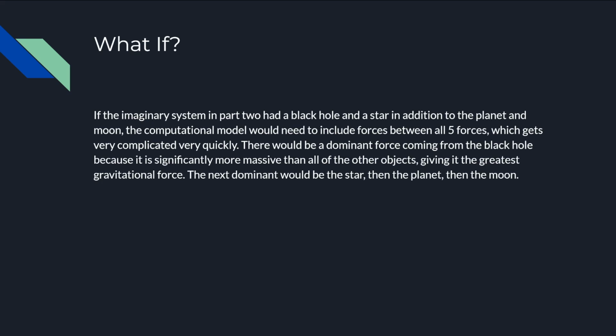If the imaginary system in part 2 had a black hole and a star in addition to the planet and the moon, the computational model would need to include forces between all 5 objects, which gets very complicated very quickly. There would be a dominant force coming from the black hole because it has significantly more mass than all of the other objects, which means that it would have the greatest gravitational force given that they are not significantly further from one another. The next dominant would be the star, then the planet, then the moon. But really, it's all going to revolve around the black hole.